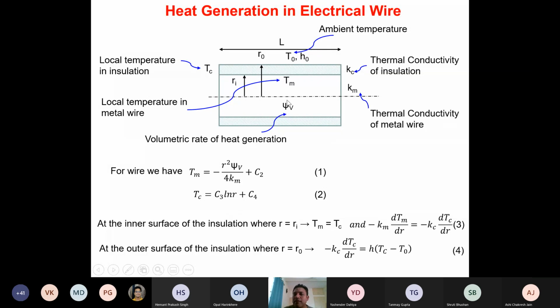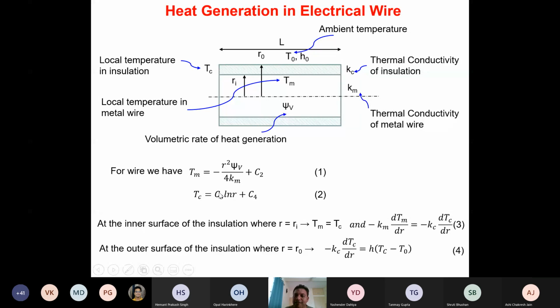In this case, as we move along the radial direction, my area is going to change. Also, there is a generation term. Even though we are not including the accumulation term here, one still needs to make a shell balance. So by making a shell balance, the final expressions which we obtained are Tm is given as minus R square psi V by 4 Km plus C2. This is the first equation which we have obtained. Here again the constant C1 will be there, but that C1 comes out to be 0. Okay, that is what we have seen. So these are equation number 1 and 2. I am directly taking them from the analysis which we have done in the conduction chapter.